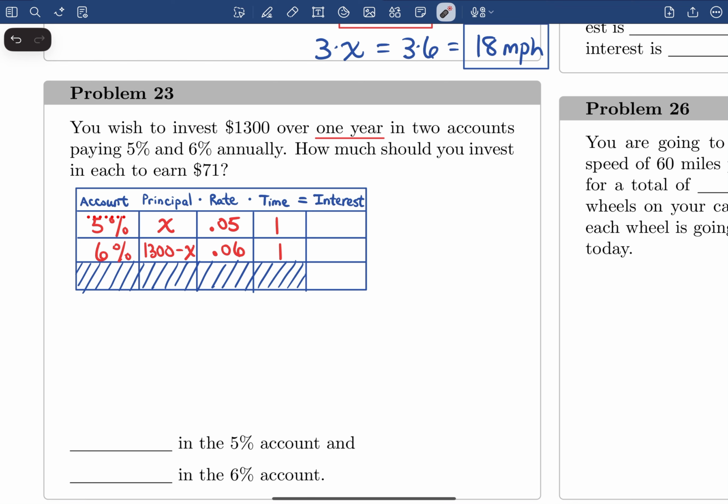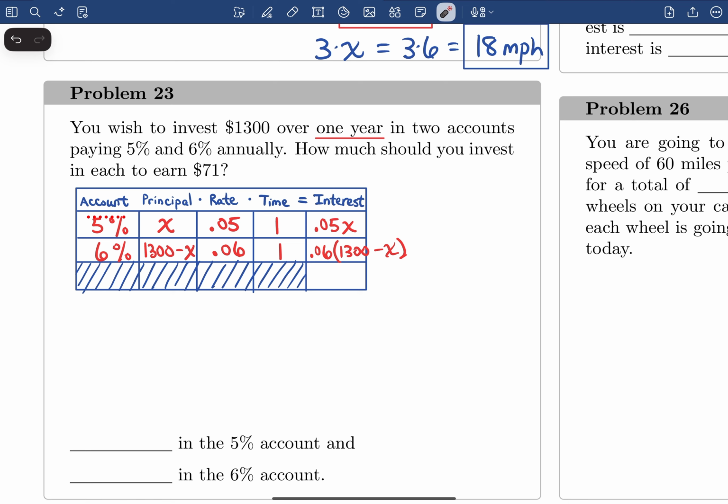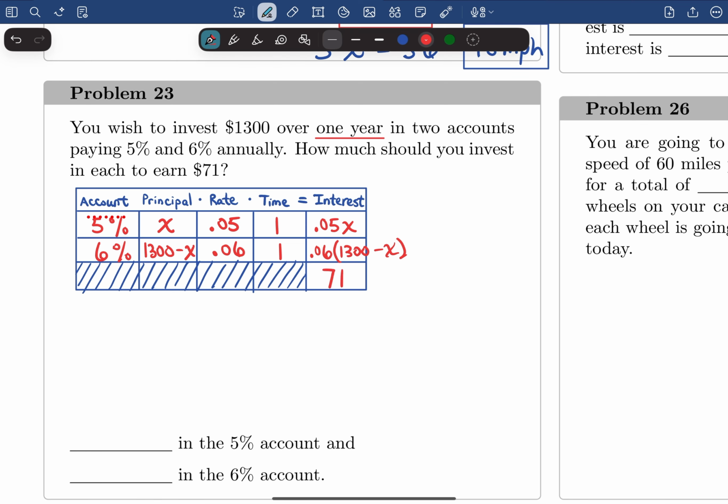So if you multiply principal times rate times time, that will give you the interest here. Okay. Now, x times 0.05 times 1, that will be just 0.05x, because multiplying by 1 keeps it the same. Okay, and so now let's do that for the second account, the 6% account. We'd multiply 0.06 times 1,300 minus x. And the total interest earned has to add to $71. So we will put $71 right there.